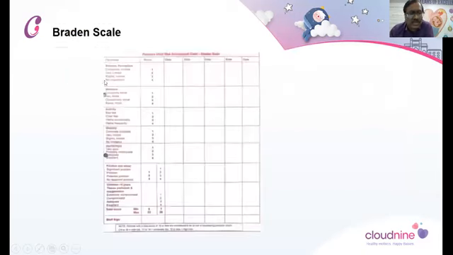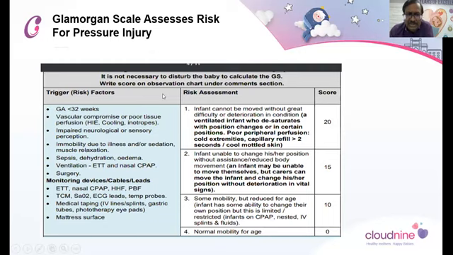Then in Cloud9 we use this Braden scale. I know it's not projected properly, but mainly this is to prevent pressure injuries. We mainly concentrate on moisture, activity, and sensation. There are a few points here, and other places use the Glamorgan scale. In Australia and elsewhere, they mainly use the Glamorgan scale for pressure injury prevention.